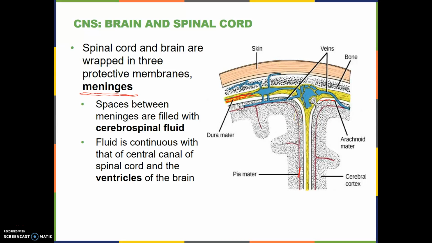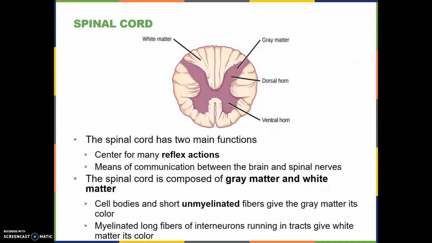So that's the order. The spaces between the meninges are filled with cerebrospinal fluid, or CSF, which is produced by ependymal cells. I don't know if you remember, ependymal cells are the neuroglial cells that produce cerebrospinal fluid. And the fluid is continuous with the fluid in the spinal cord and the ventricles of the brain.